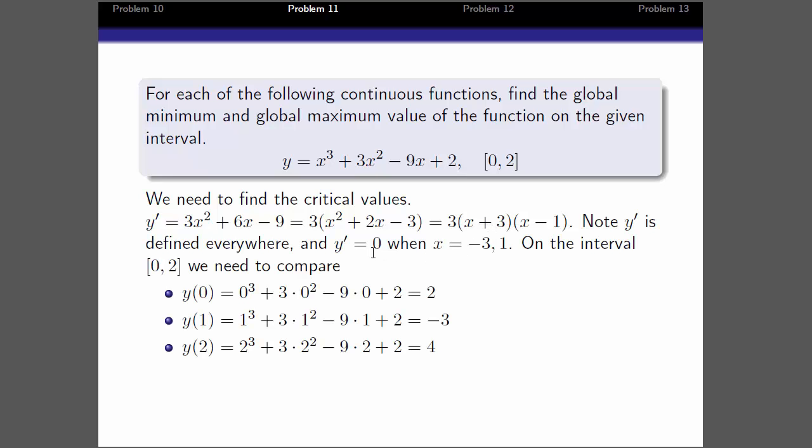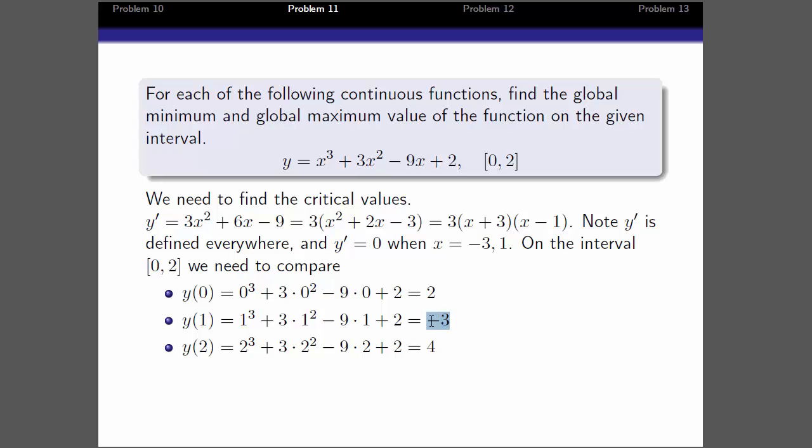So x will either be -3 or 1. However, -3 is not in the interval from 0 to 2, so we only get one critical value in this closed interval, so we can just compare the output. If we plug in 0, 1, or 2, we don't need to worry about x equals -3, and we get three different outputs. Which one of them was largest?